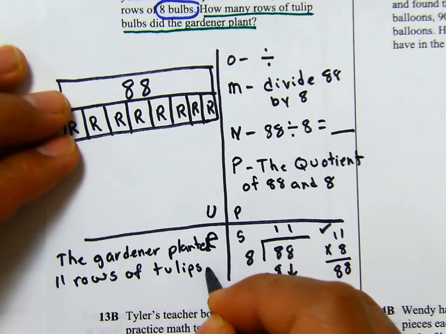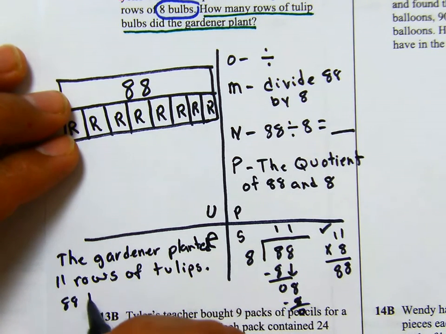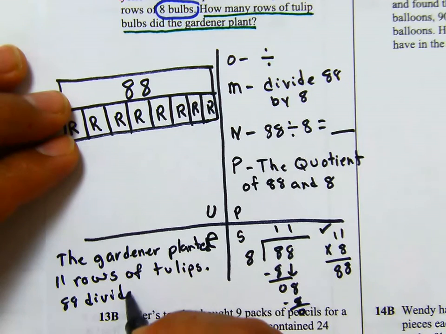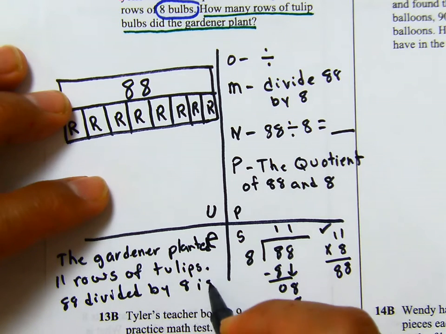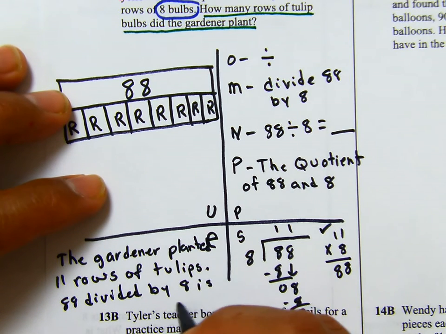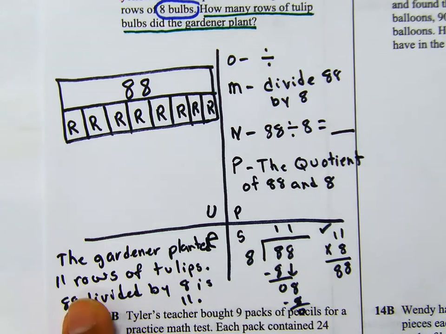We can go 88 divided by 8 is 11. That's how we know, because 88 divided by 8 is 11. So that's how we know that the gardener planted 11 rows of tulips.